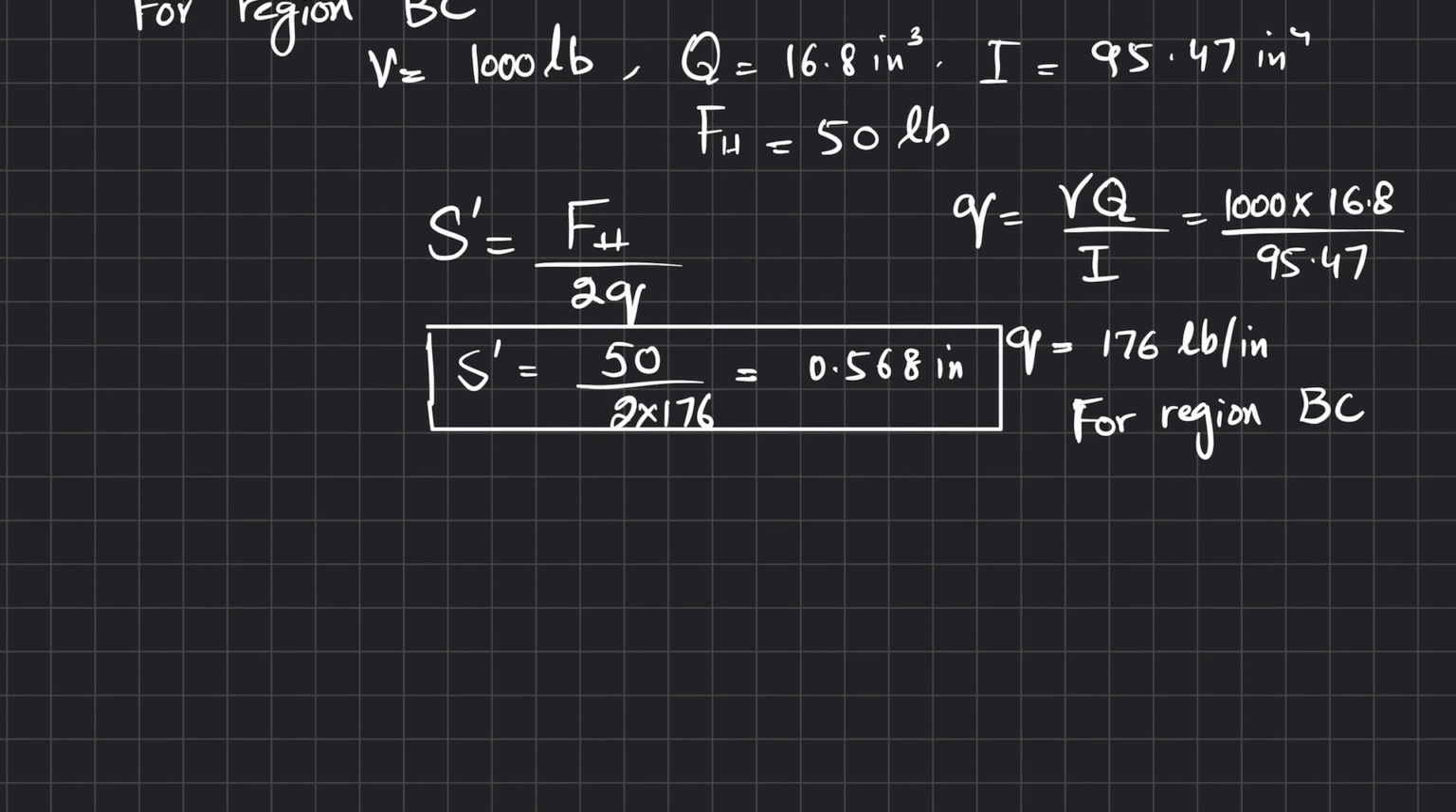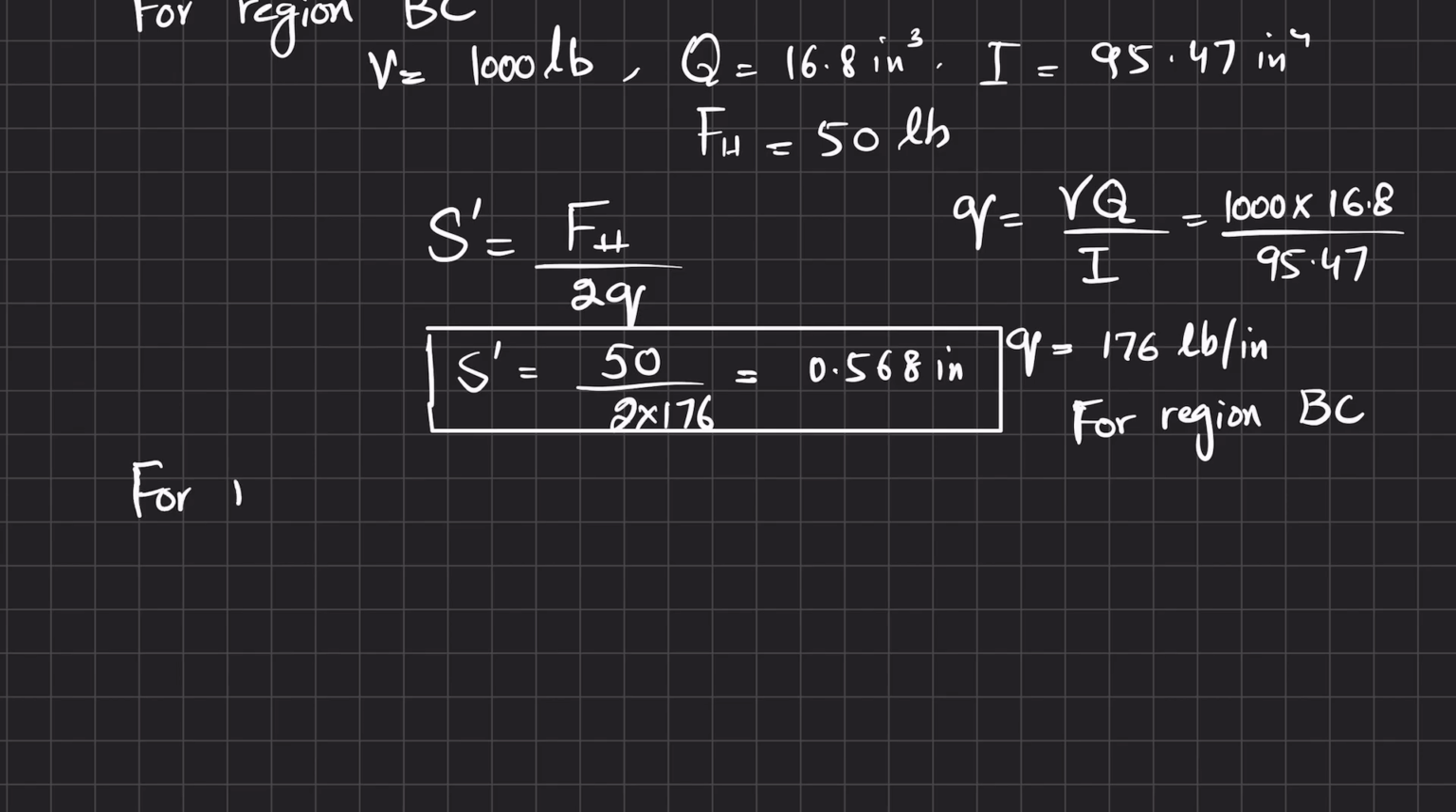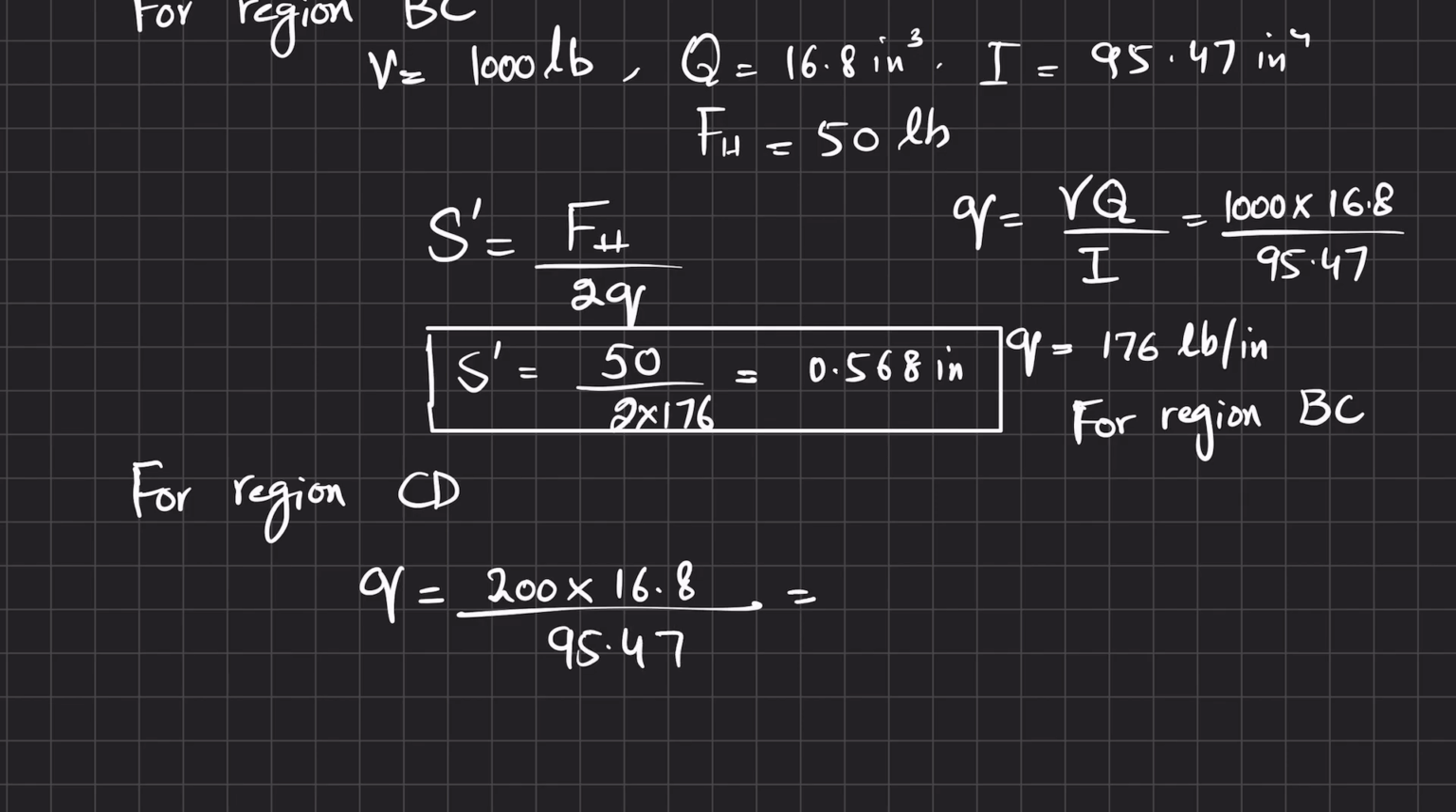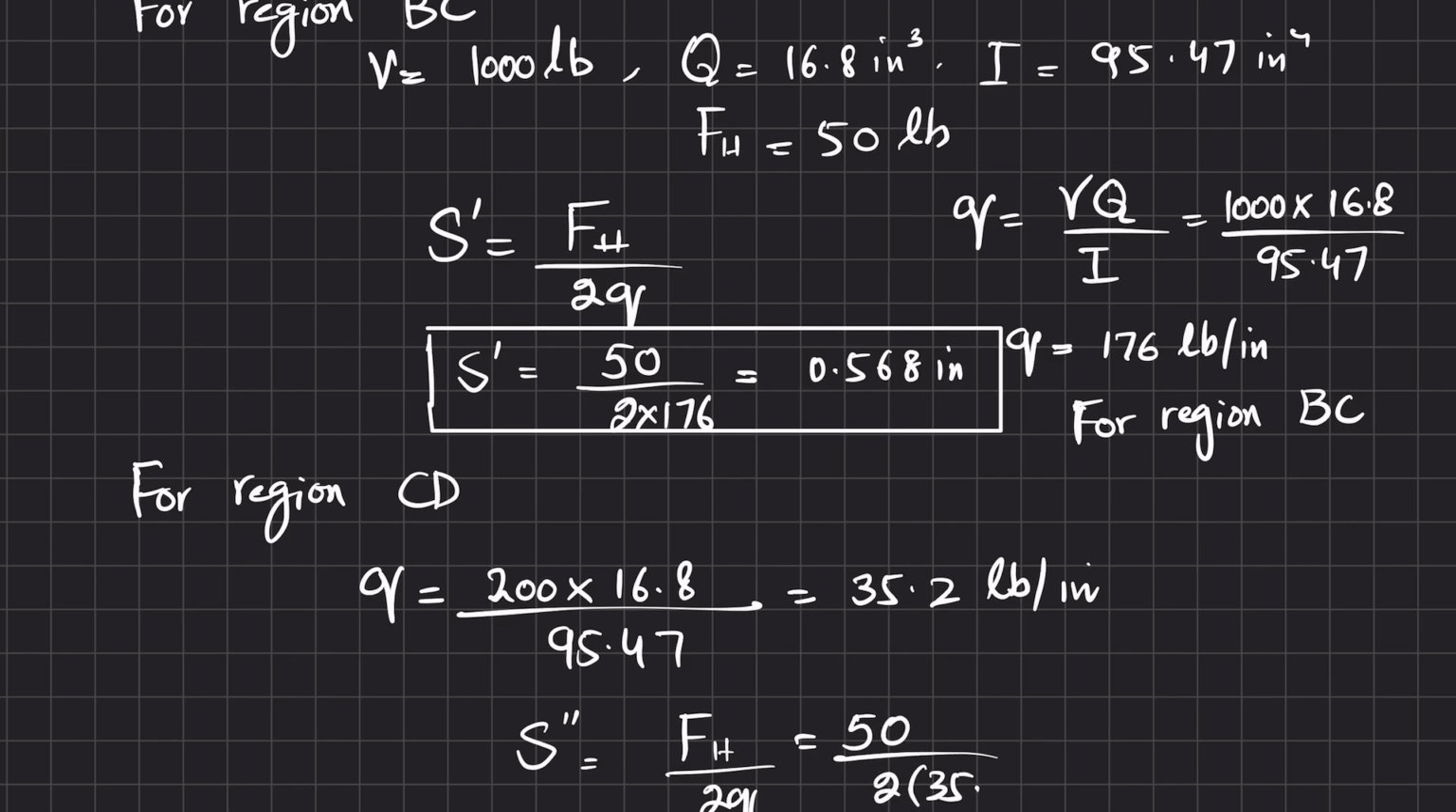And last thing, for region CD, we have q equal to V in region CD, which is 200. So 200 into Q, which is 16.8, divided by I, which is 95.47. So you will get 35.2 pounds per inch. And the nail spacing in region CD is s double dash, which is equal to FH over 2q. So FH is 50 and 2 multiplied by 35.2.